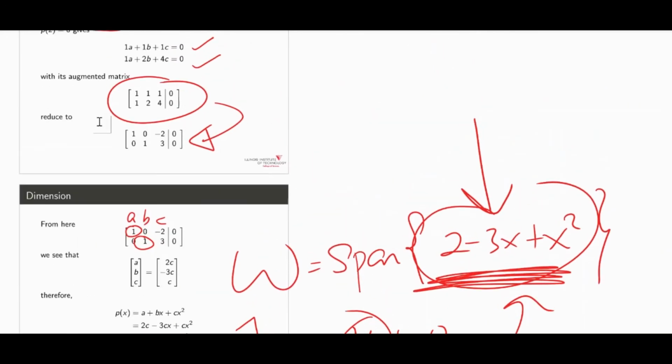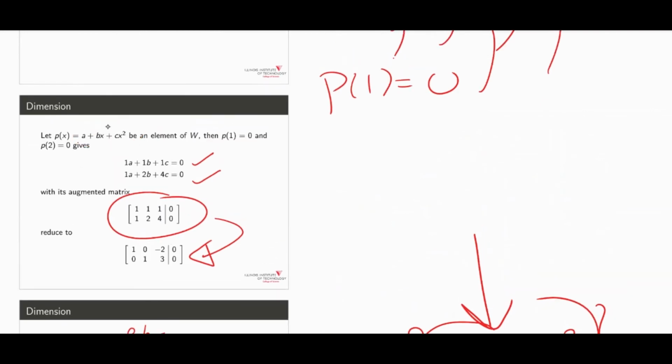This is one way to solve it. We are looking for a plus bx plus cx squared such that p(1) equals 0 and p(2) equals 0. This significantly restricts what kind of coefficients a, b, and c we can have.